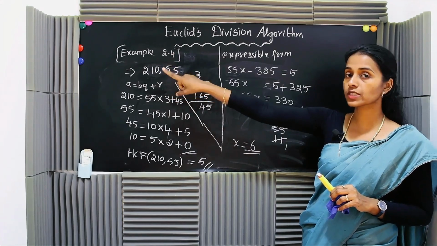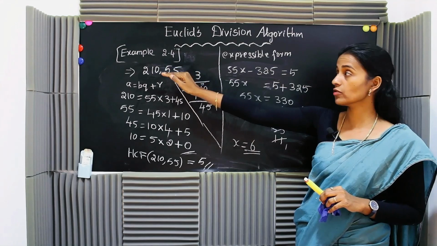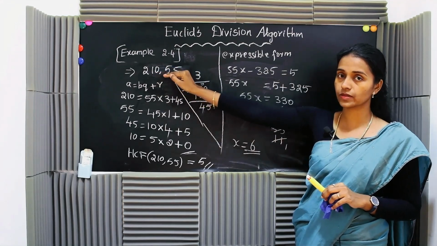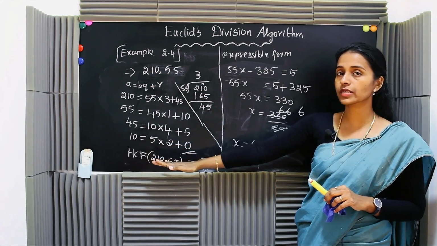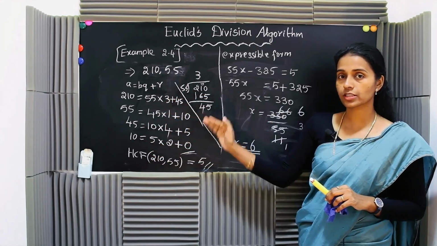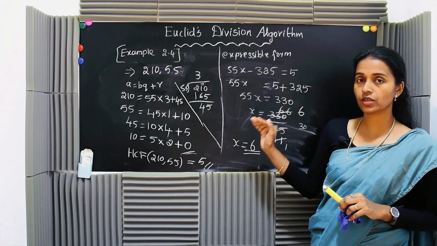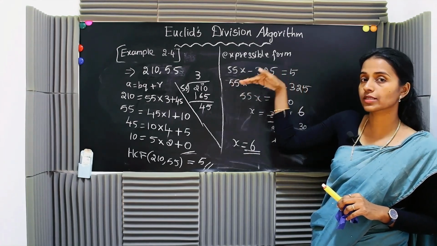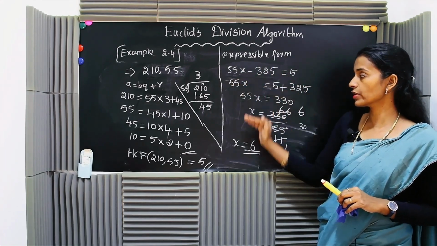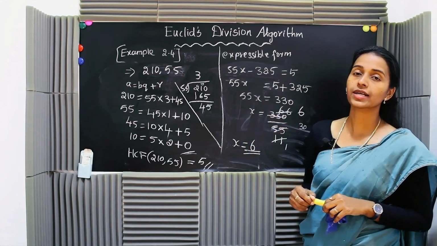What we have to do first is find the value of HCF of 210 and 55. We have to continue the division process until we reach the remainder 0. After finding that GCD or HCF, we write the step accordingly as given in the question. After that, we can find the value of x easily, which I showed in this video.